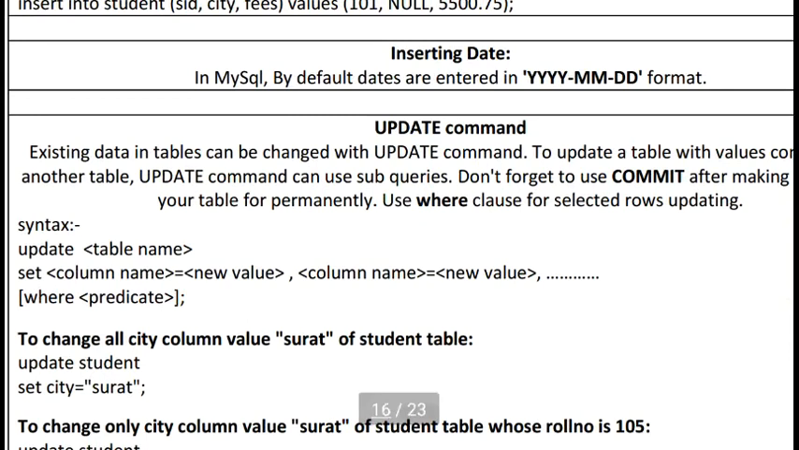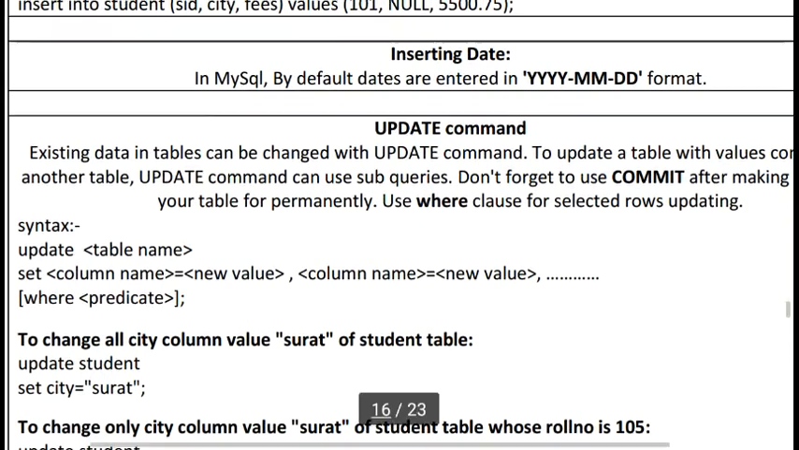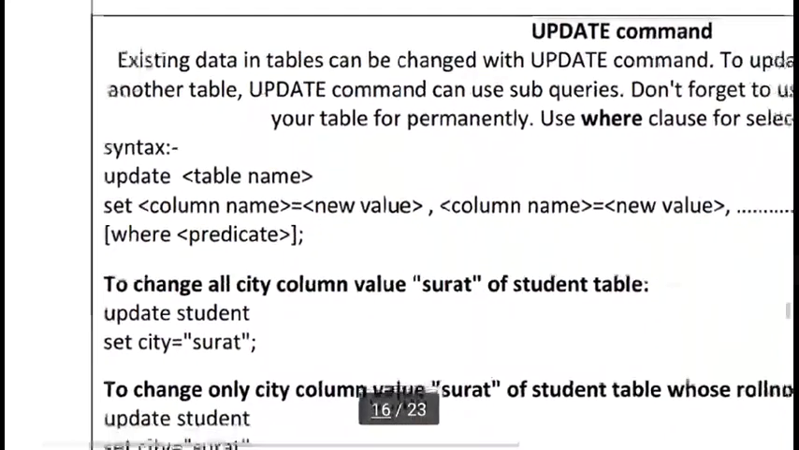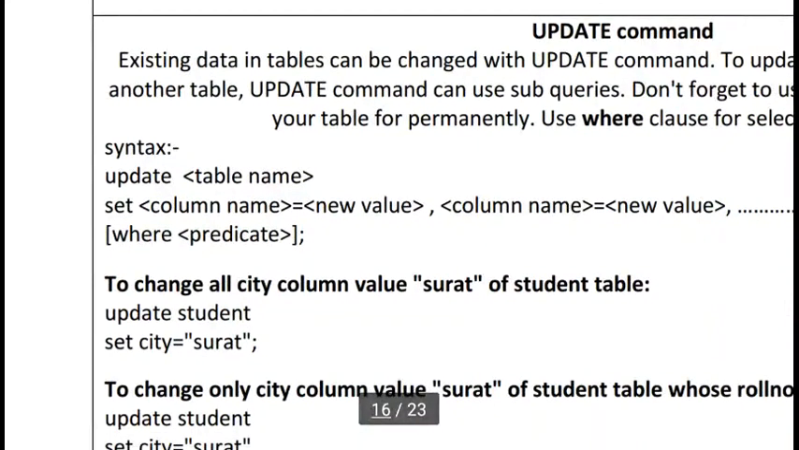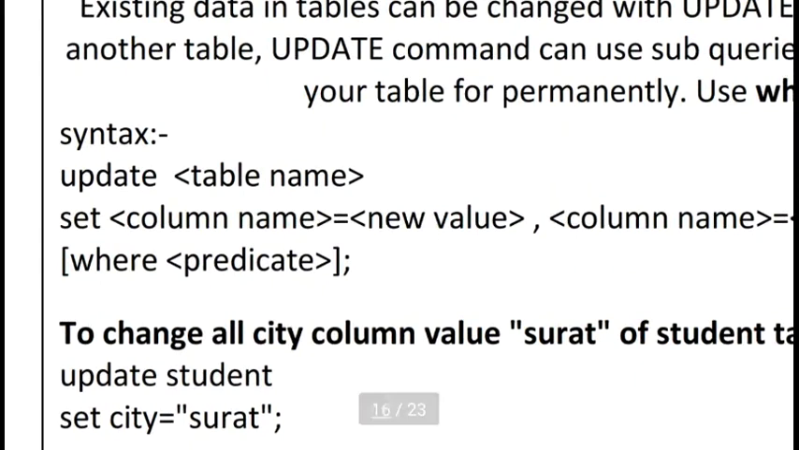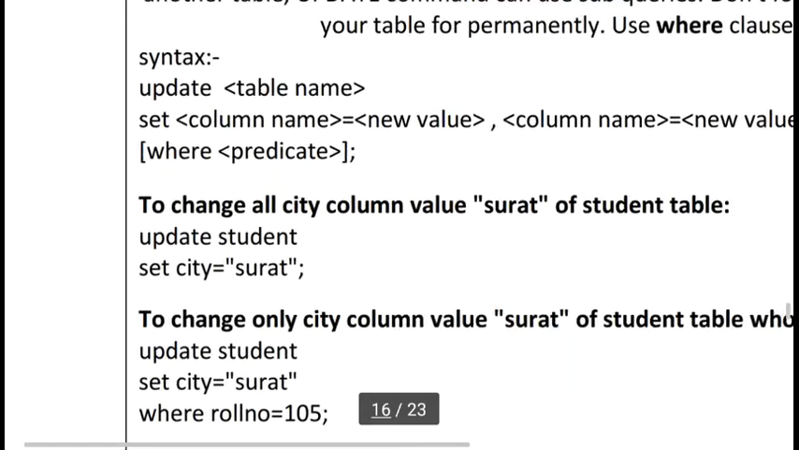So there are different varieties available to use the update command. We can update particular or selected columns. There are so many things. So this is the syntax: update, first the table name, then set, then column name is equal to the new value you want to change. Then we can also extend to different columns, comma, column name is equal to new value, and last we can use where if you want to apply changes to a particular selected row.